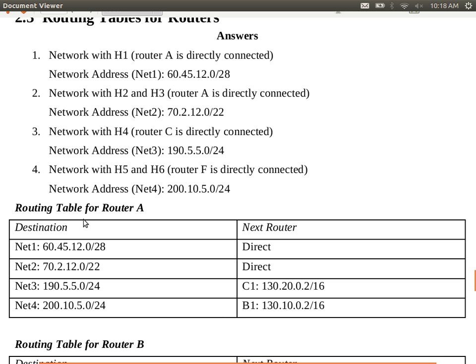Okay, so here we've used the network addresses. Here's our network address. So the destination is often not a host, but an entire network. The next router is either direct or another router address. And that's the real routing table for A, or at least in this example.